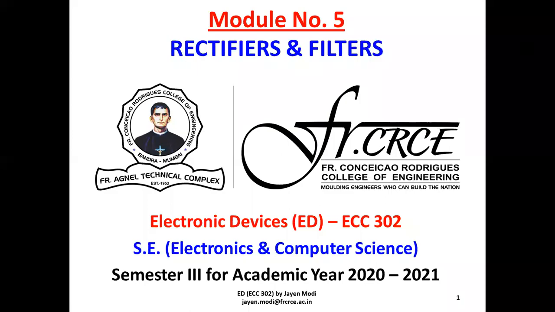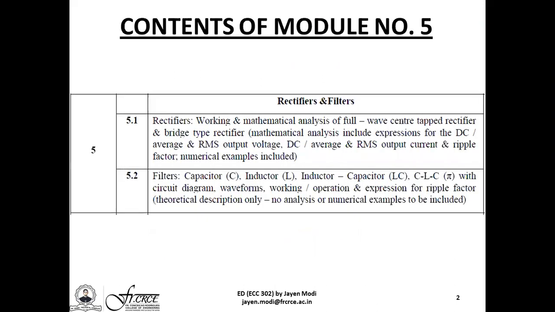Welcome to the entire class of SE Electronics and Computer Science Semester 3 for the subject Electronic Devices, abbreviated ED, with the subject code ECC 302. Today we continue further with module number 5 titled Rectifiers and Filters, in which we shall be covering unit number 5.2, that is filters. We had already covered unit number 5.1 previously.